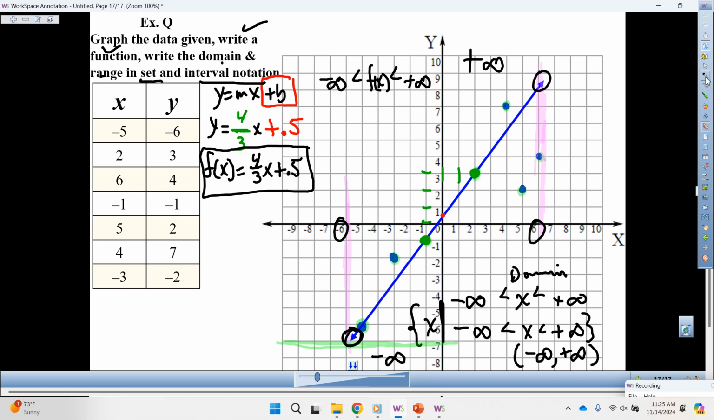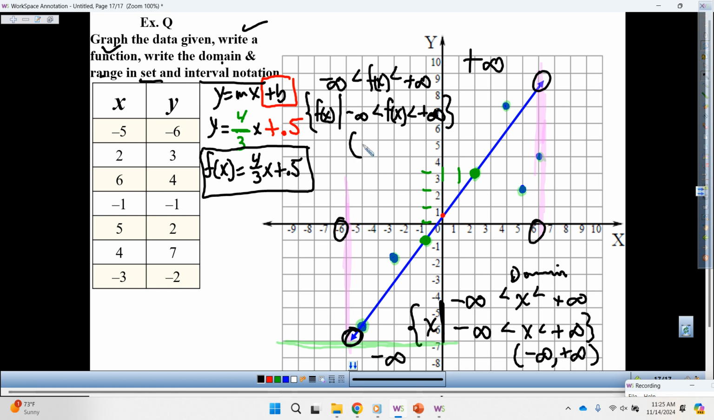So that's my inequality. I need a set notation and interval notation. Mario, pass them one. Enrique, go. Bracket. F of x, such that, less than f of x, less than positive infinity. All right? And since you're at it, what is the interval notation? Yes. That is correct. Let's go.